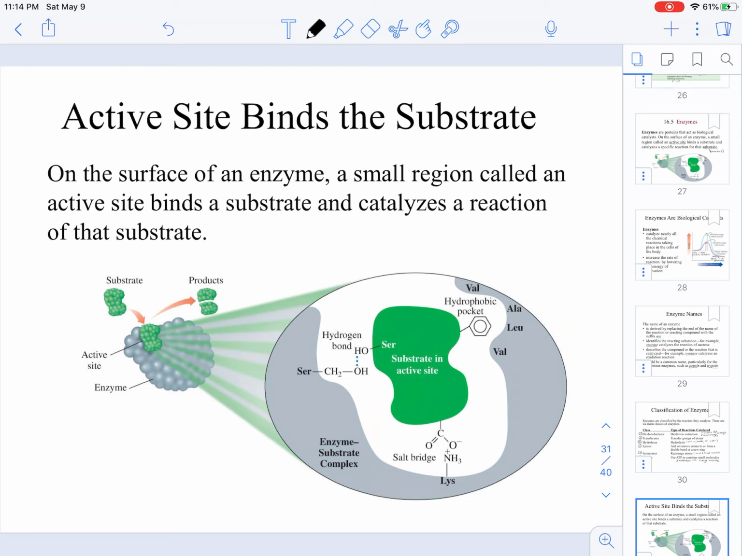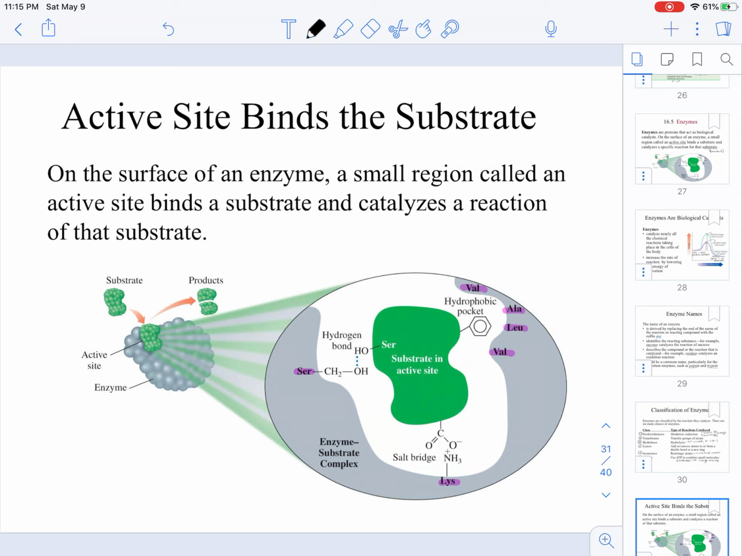Okay? So this is just illustrating that in this pocket, where the active site is, so here the green blob is sitting at the active site, we are going to have different amino acids. As you can see, I'm just going to highlight them, that are the ones that are going to be involved in the catalysis of the reaction.